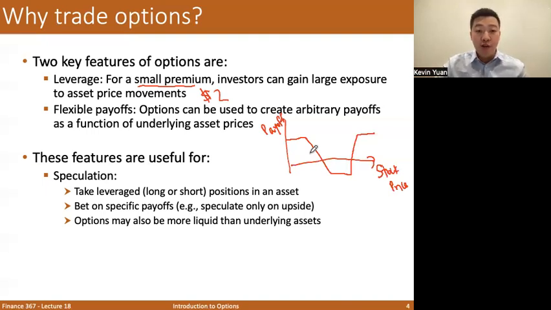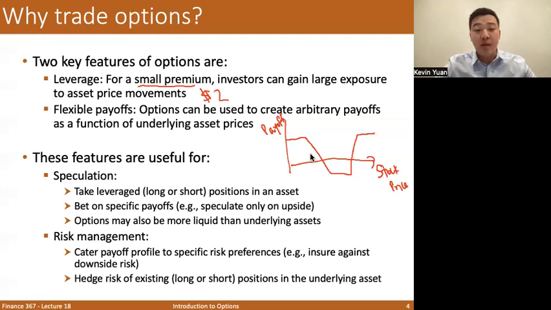Another feature that's useful of options is speculation. As I mentioned, when you're buying a call option, you're given the opportunity to buy a particular stock or asset at a predetermined price. So by buying these options, you're essentially taking on a bet of the stock going up and buying it at a cheaper discount.